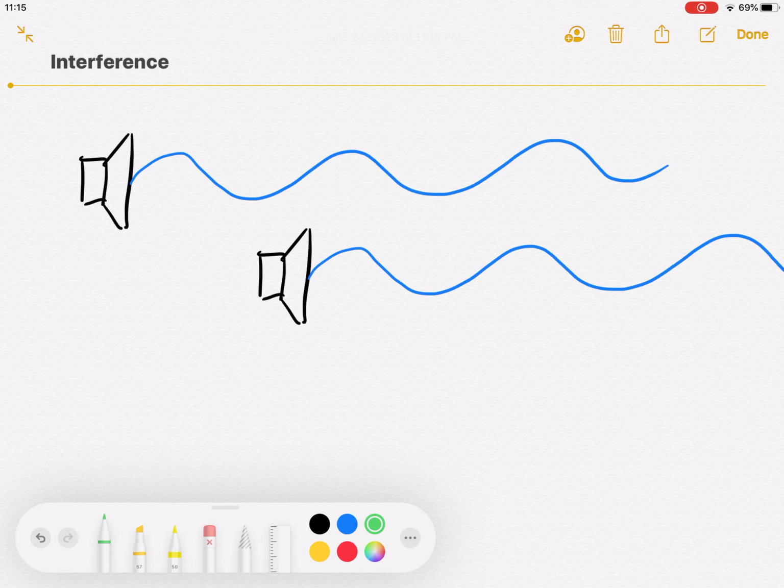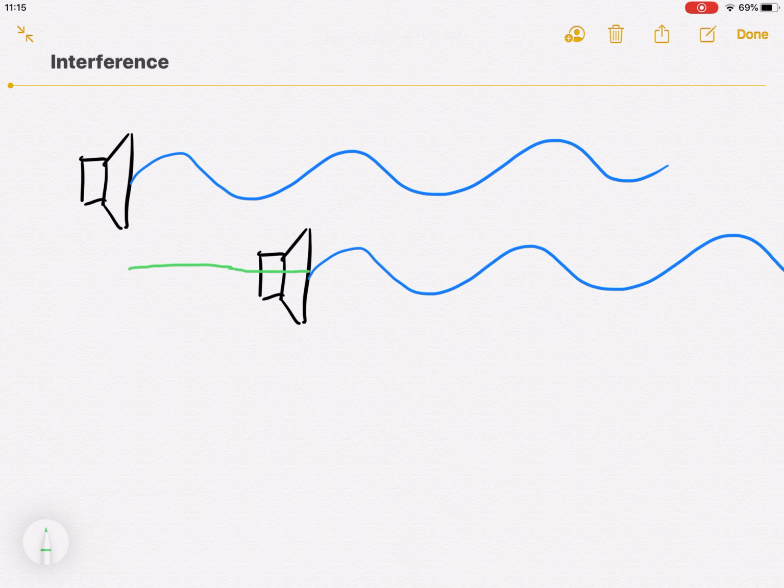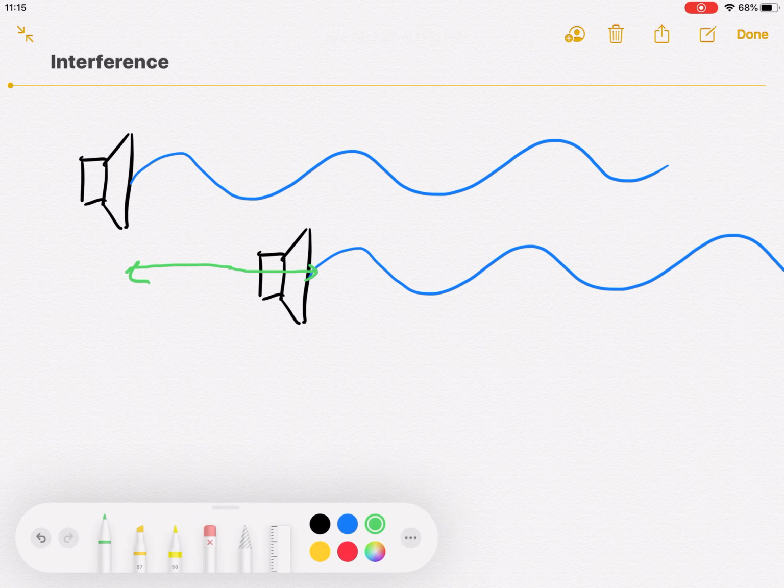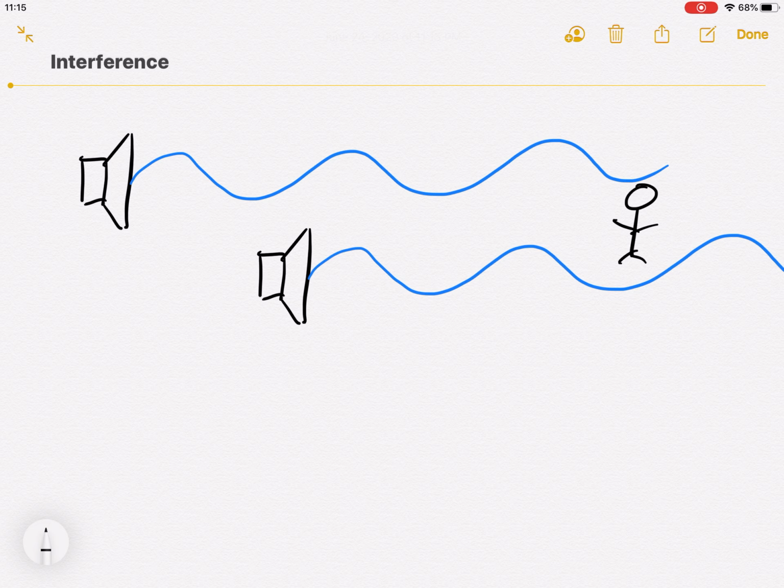Well, what I need is the path length difference. So what does that mean? Let's put a listener right here. If someone was listening here, they would hear constructive interference. He would say, I hear a loud sound, because it's constructive interference, right?